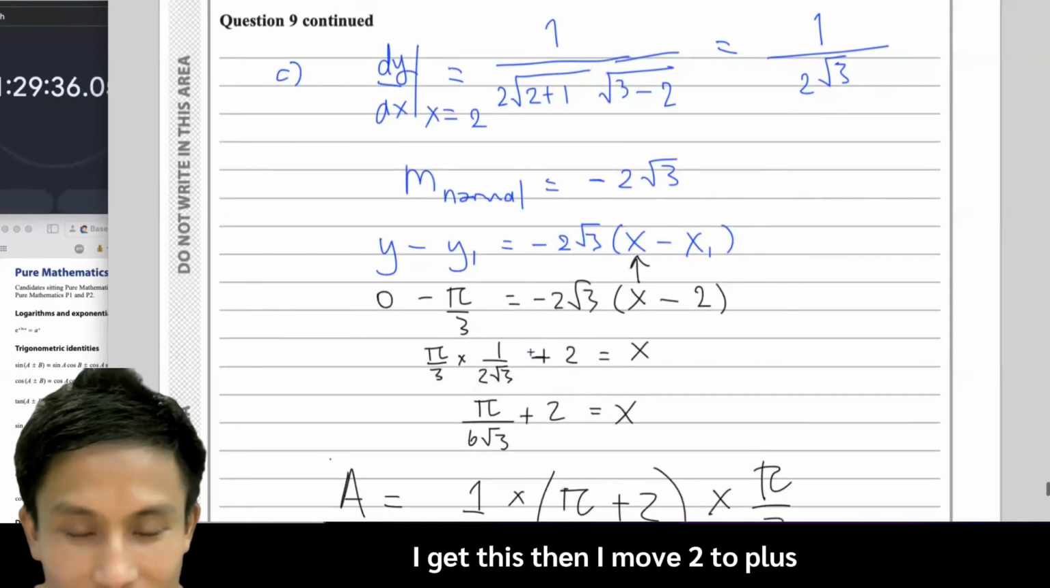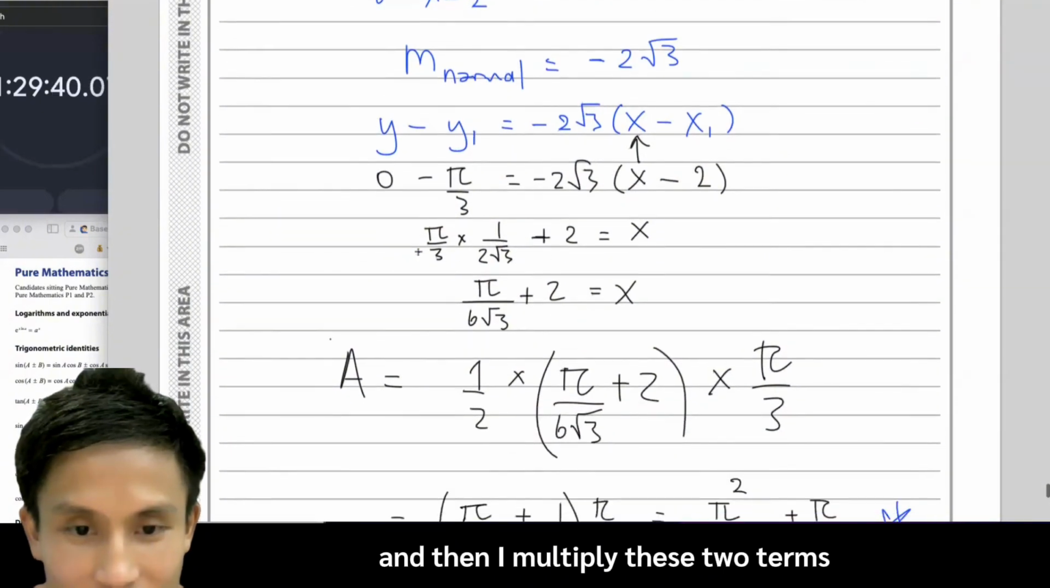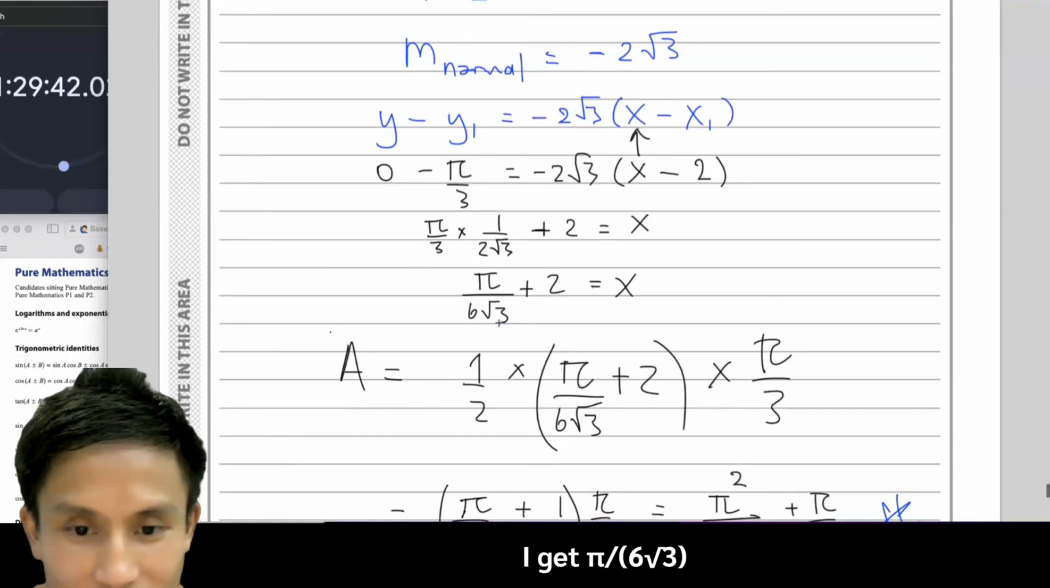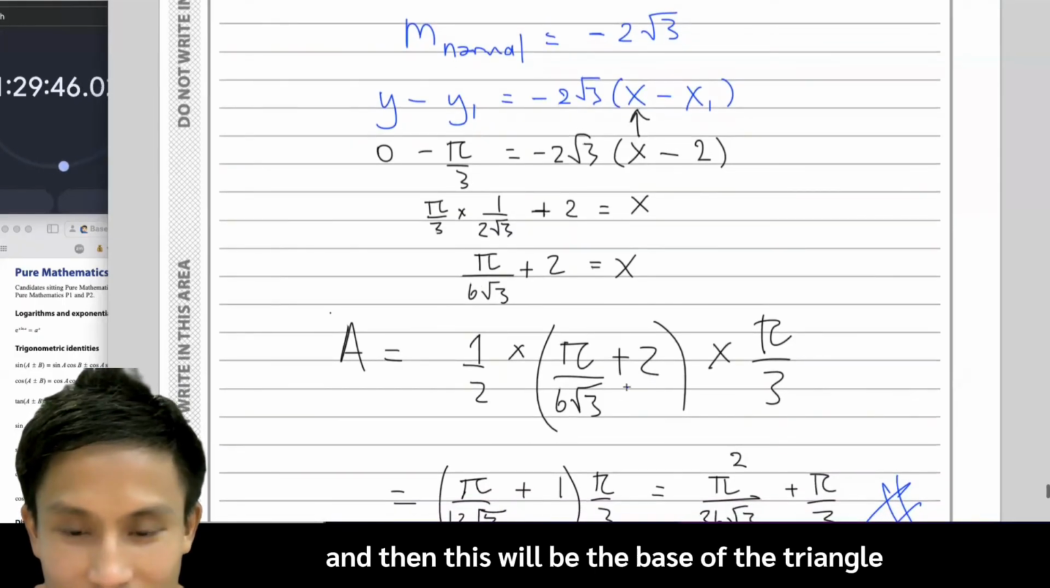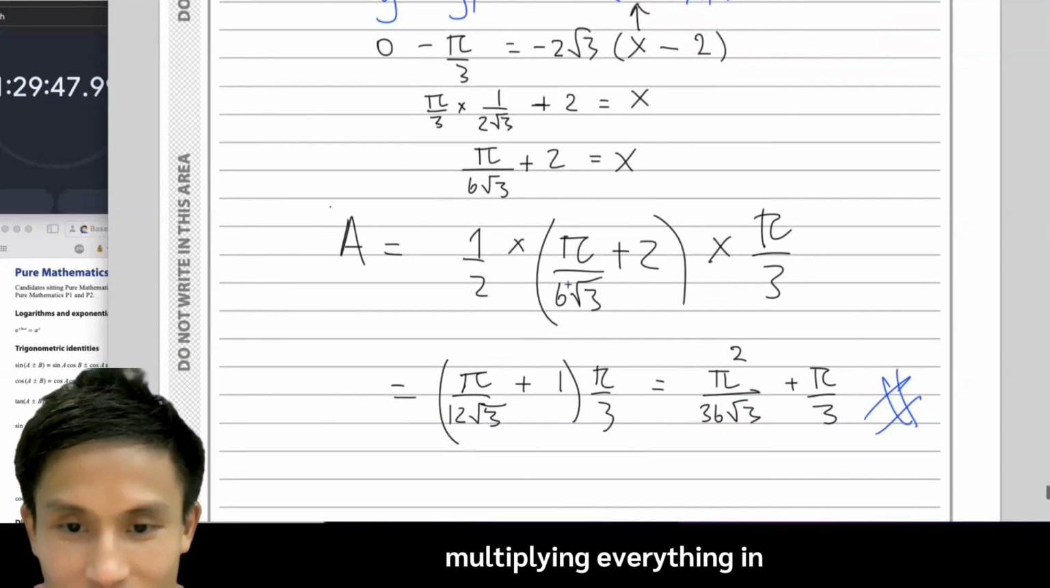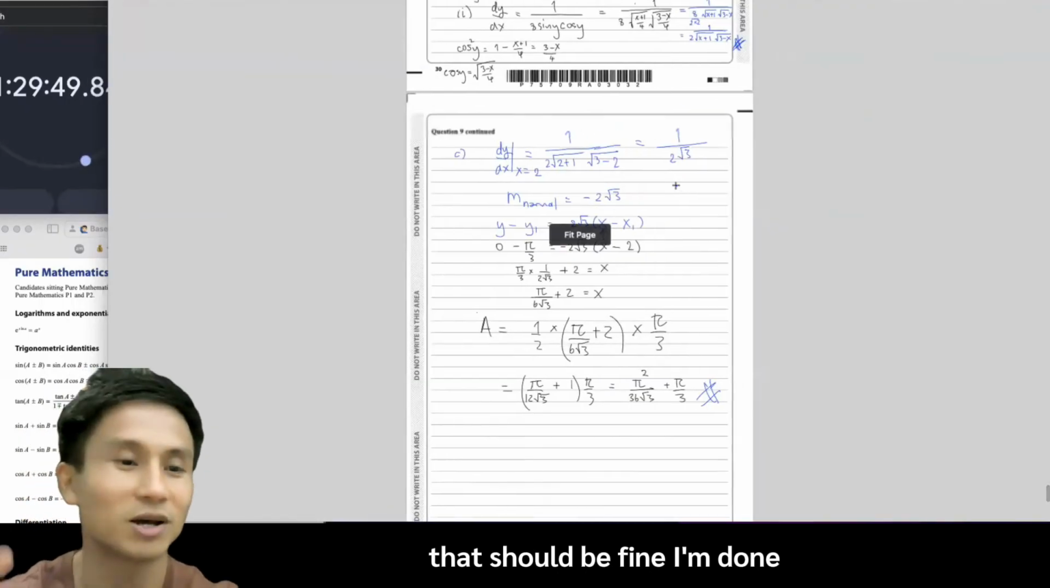On the other side, I get this. Then I move 2 to plus, and then I multiply these two terms. I get pi over 6 root 3. And then this will be the base of the triangle, multiplying everything in. That should be fine. I'm done.